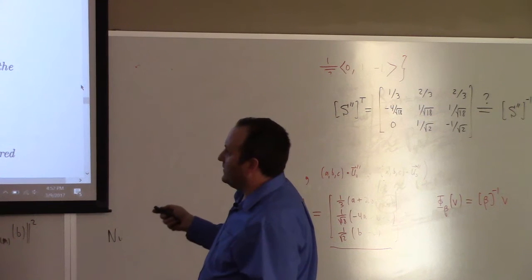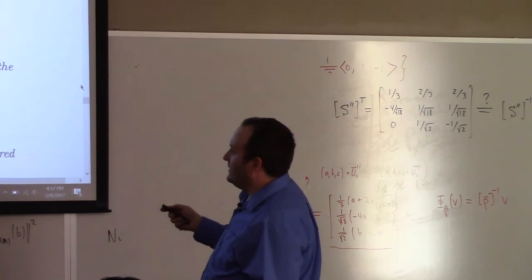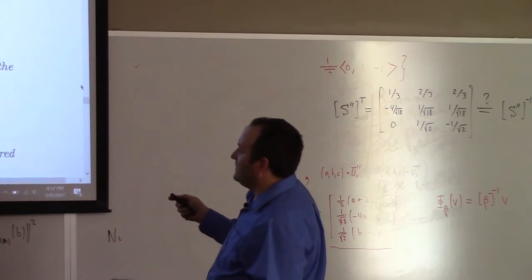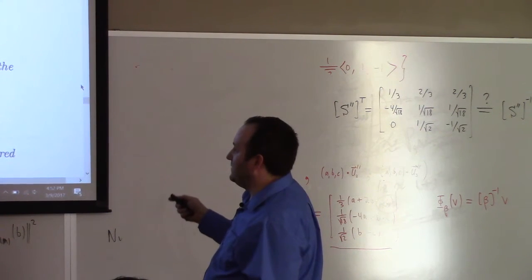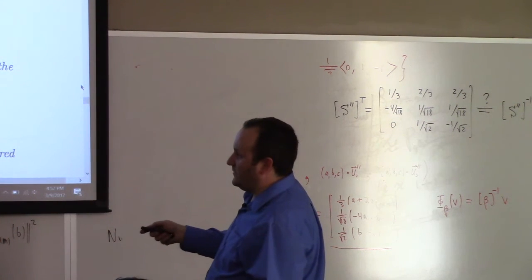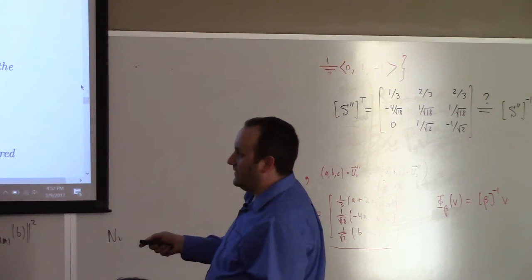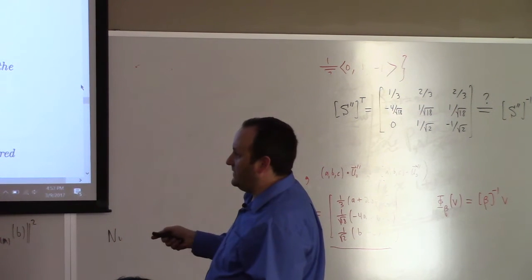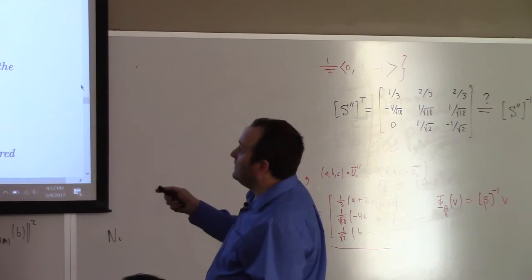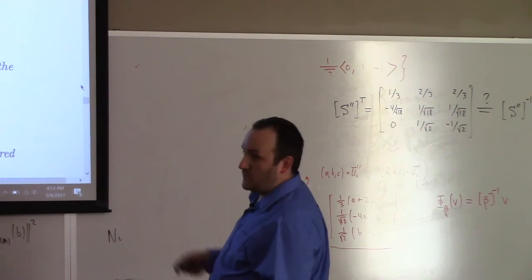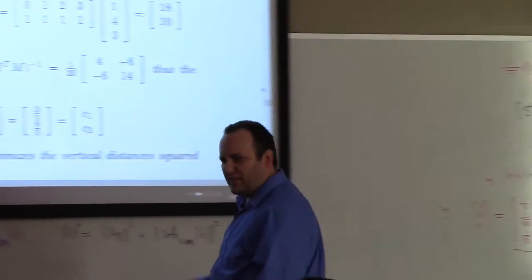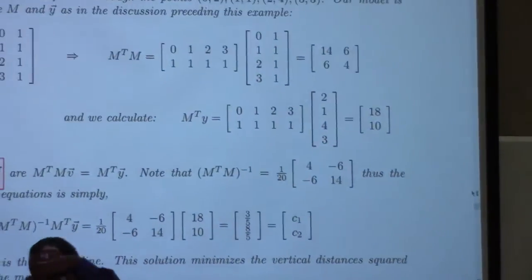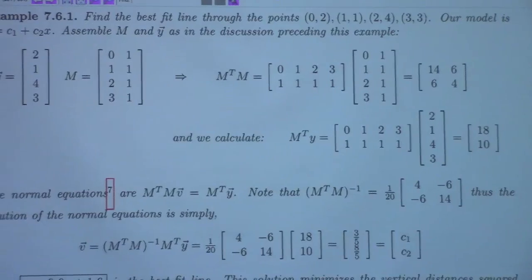So anyway, these are the normal equations. 14, 6, 6, 4, and 18, 10. This times the vector equals that. So I can solve this by multiplication by the 2 by 2 inverse, right? And there you go, 3/5, 8/5. Those are the constants which give you the line which is closest to these 4 points. So that's the best fit line. That's the thing you derive in like physics lab by drawing a picture and trying to find the line which is closest.